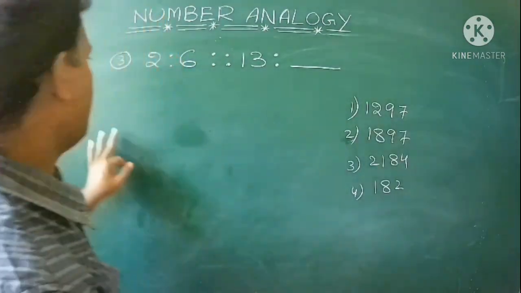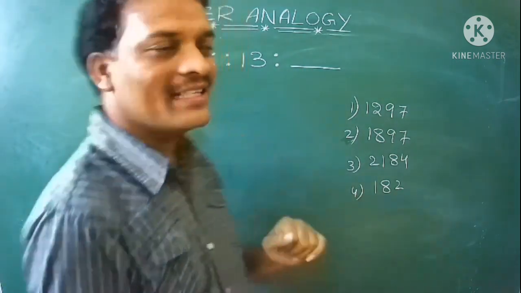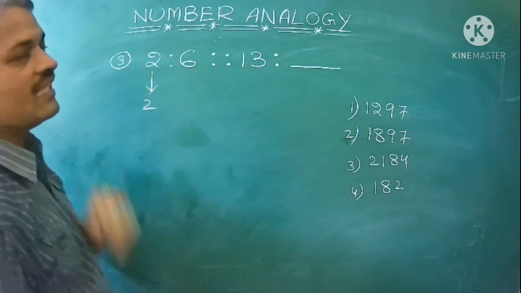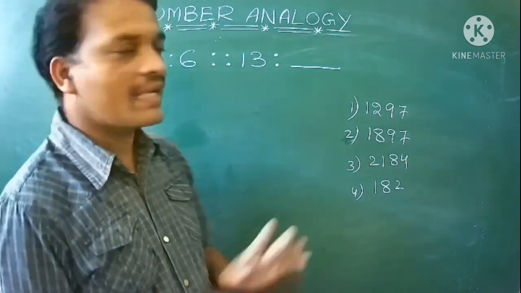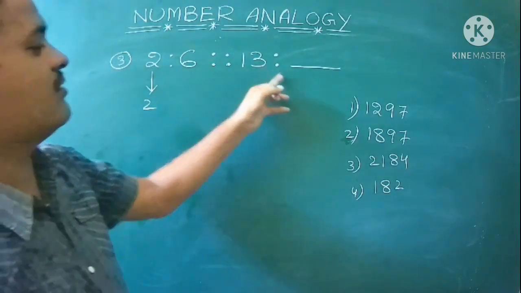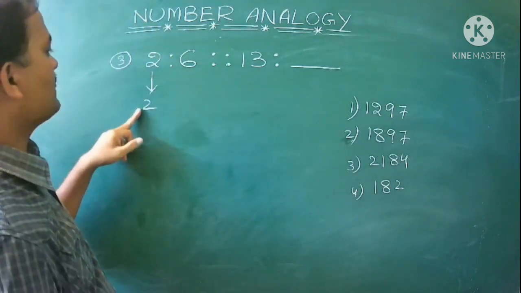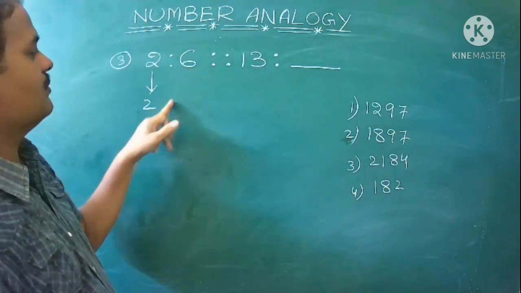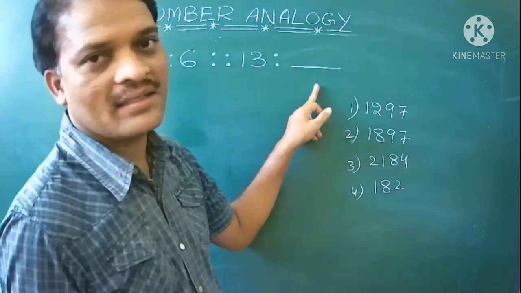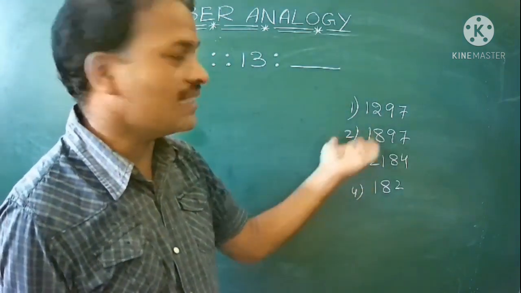Third question is 2:6 is as 13 is to dash. Okay, so very simple. First of all, if it is 2, how will we get 6? Actually 2 into 3 would be 6, but if it is into 3, then 13 into 3, 39, is not there. What will happen? Again here, 2 square plus 2 is 6. So similarly 13 square plus 13, 13 square is 169, plus 13. So we won't get it in the 3-digit number.